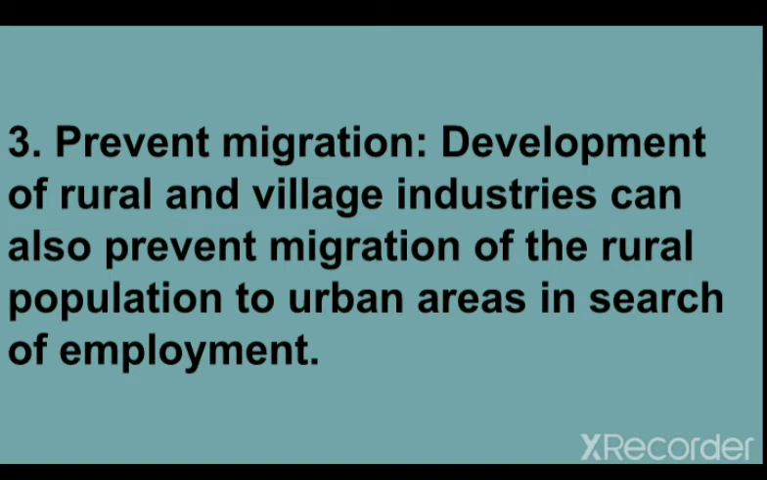The next role, or we can say the positive point of small scale industry, is related to the migration problem: it prevents migration. Due to the establishment of small scale industries in the rural areas, the people are getting jobs, and if they are getting jobs, then they are not migrating, meaning moving from one place to another. If the persons get jobs in their own villages, they will not move to cities for work. So it is helpful in preventing the migration problem also.